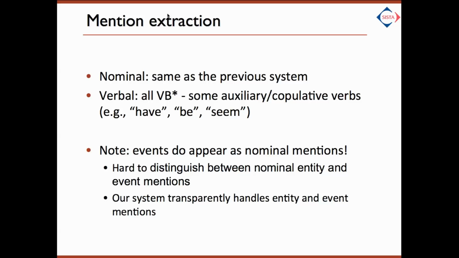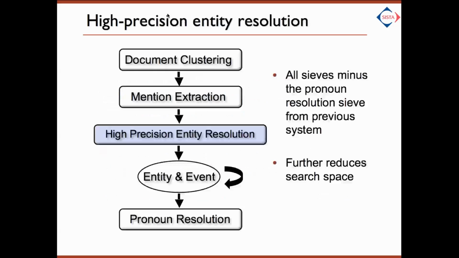What's important here is that events do appear as nominal mentions, right? We saw "campaign" in the previous example. It's very hard, and I don't want to get into that, how to distinguish between nominal entities and event mentions. So our system transparently handles entity and event mentions. The only information we use is their part-of-speech tag, but we don't make any claims about whether this is an event or an entity.